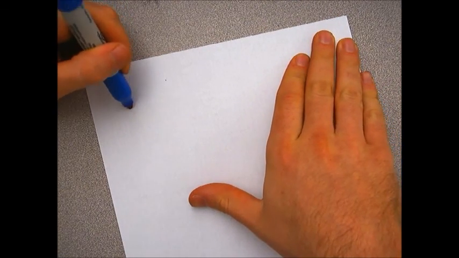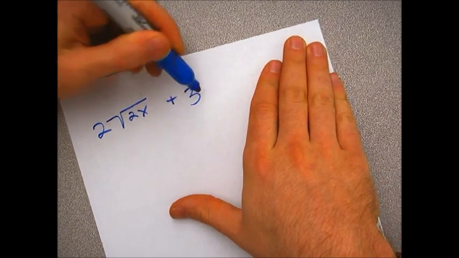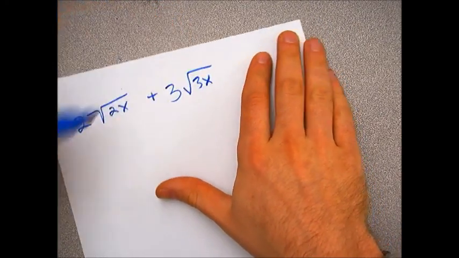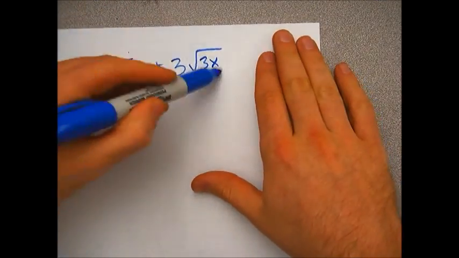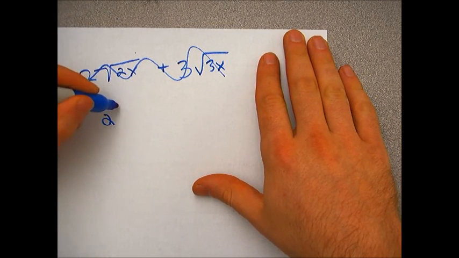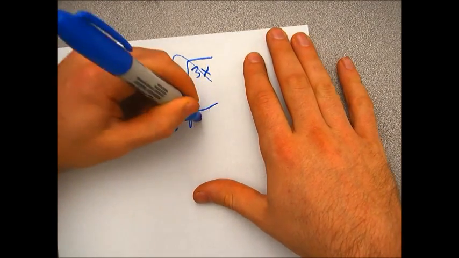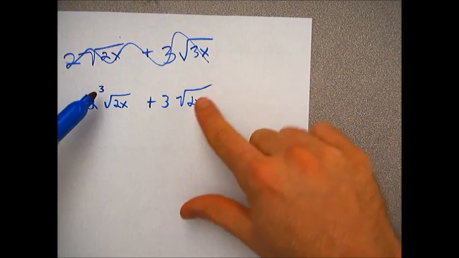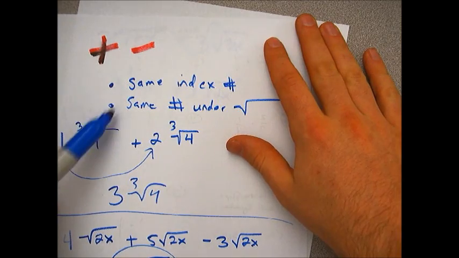Okay, let's look at one where we're adding and subtracting. So again, maybe another counterexample before we do that. Let's say I have 2 square roots of 2x plus 3 square roots of 3x. There's nothing I can do here. Why? Because the number underneath doesn't match. Likewise, if I said 2 cube roots of 2x plus 3 square roots of 2x, nothing I can do. Why? My index number doesn't match. And my two criteria for this to work were same index number, same number underneath the radical.